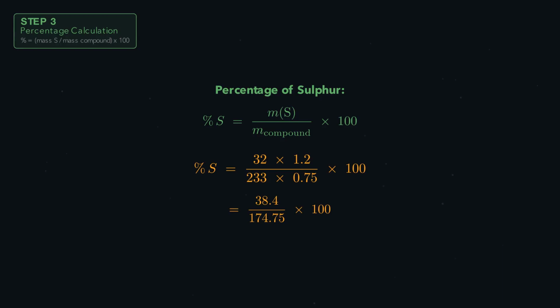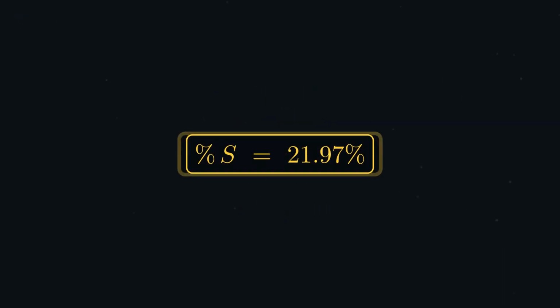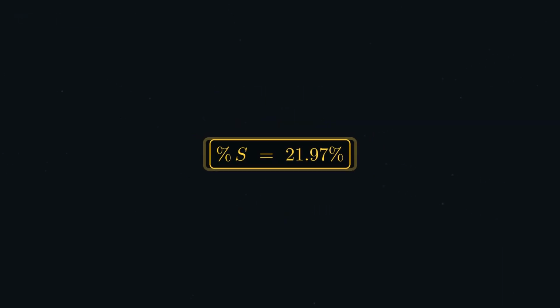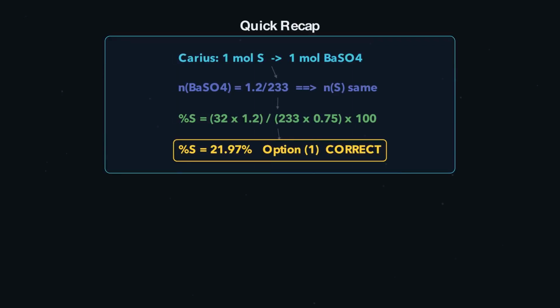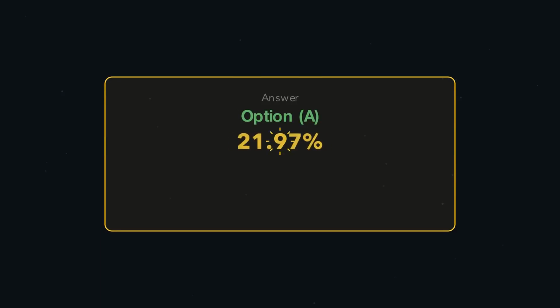Applying the percentage formula, 32 times 1.2 divided by 233 times 0.75, all times 100. That's 38.4 over 174.75 times 100. And we get 21.97%. So the answer is option 1, 21.97%. Remember the golden rule of Carius method.